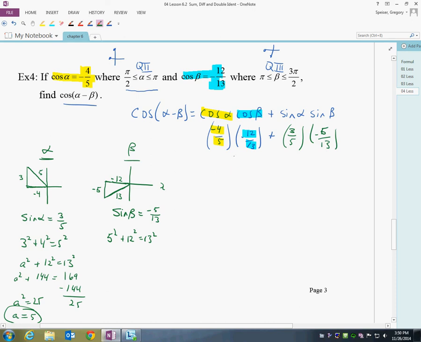Now when I multiply them out, remember again, numerator times numerator, denominator times denominator, so we get negative 48 over 65. 5 times 13 is 65. Now this will be negative, so I'll say subtract 3 times 5 is 15 over 65. Negative 48 minus, did I make an error somewhere along the way? I think I got it right. Negative 48 minus 15 is negative 63 over 65. And there is my answer.